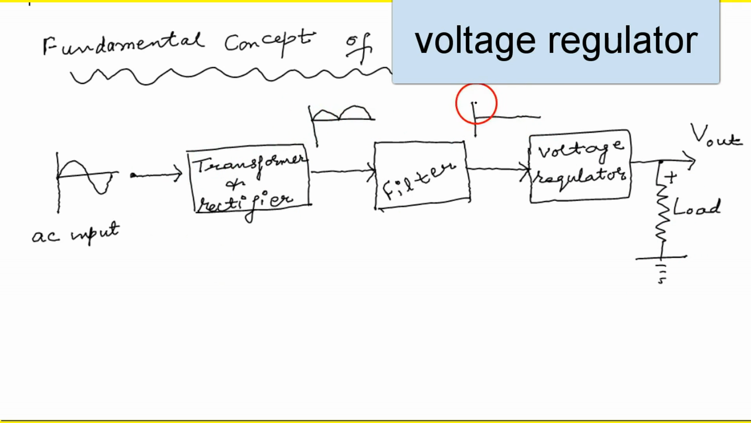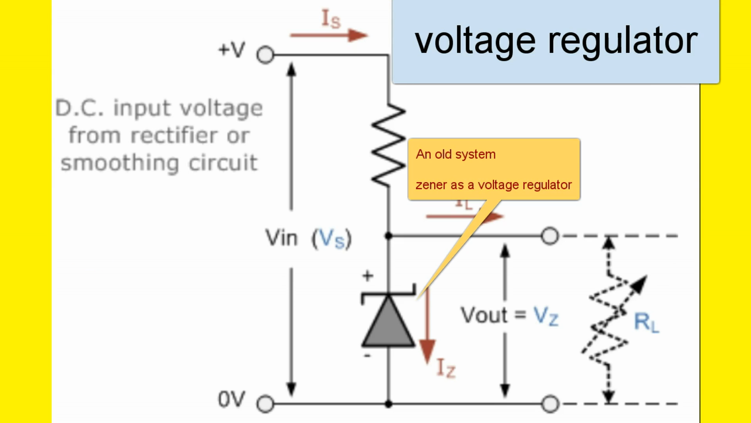Here it is rectified, then smoothing, then regulation. Regulation means totally constant voltage. Totally constant, exactly constant, irrespective of the variation in input voltage and the variation of the load resistance.